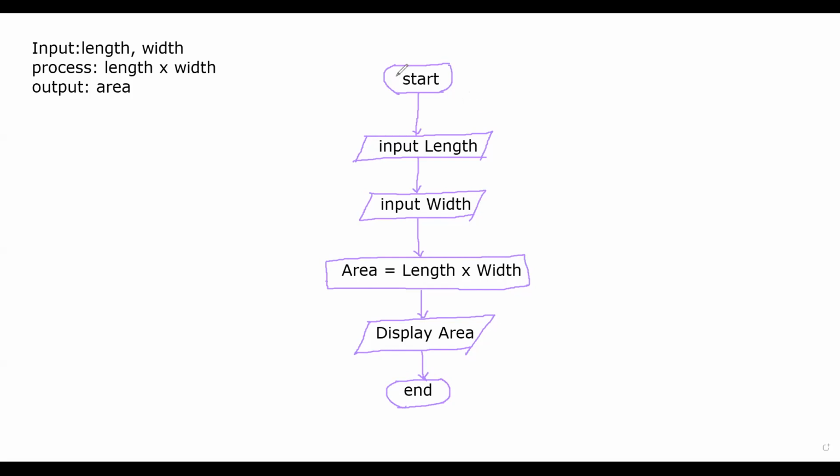So we start from the beginning. It's a start. You are getting length and the width. And then you multiply to get the area of the rectangle. And then you display the area. So you will see that all these steps execute one after the other. So because of that, this is a sequence control structure, right? So when you finish the drawing, please let me know in the chat.